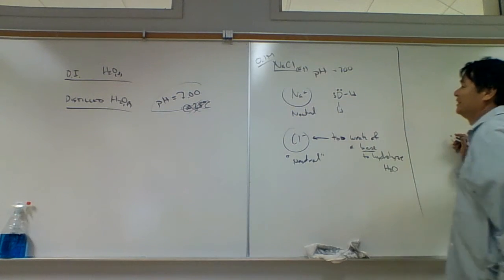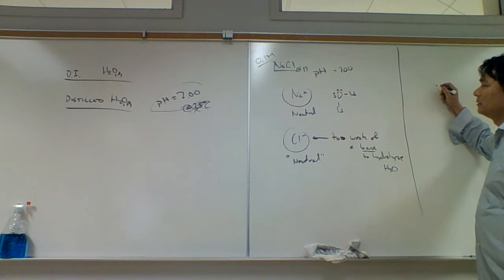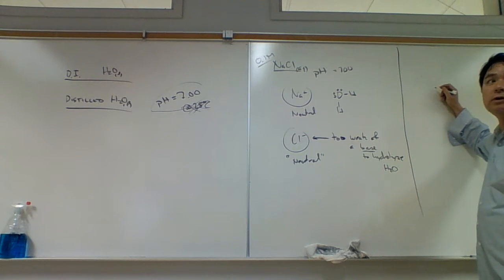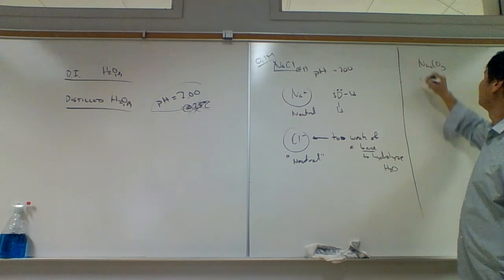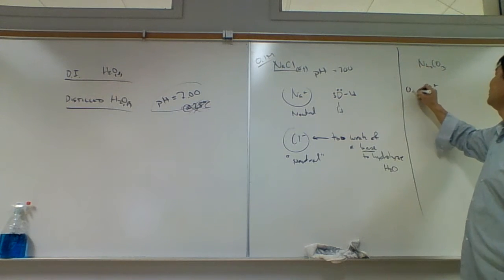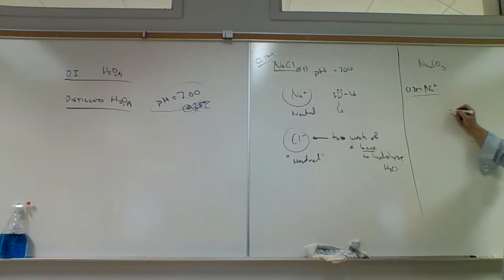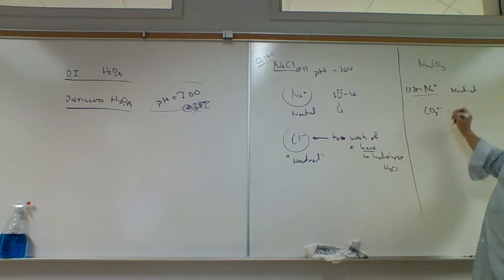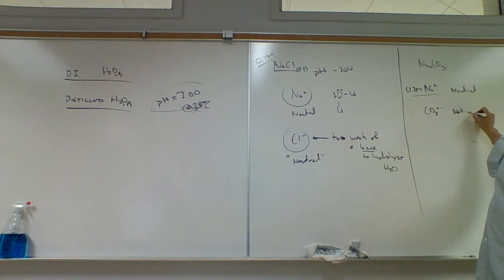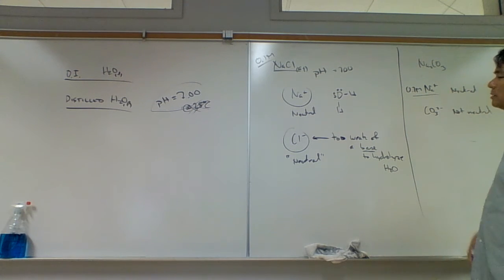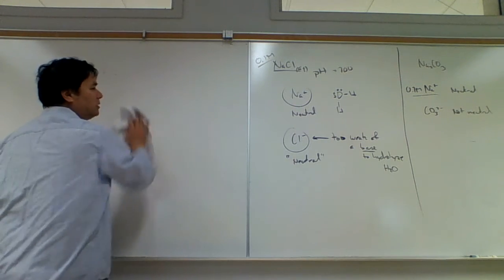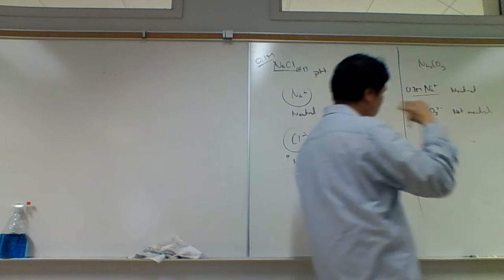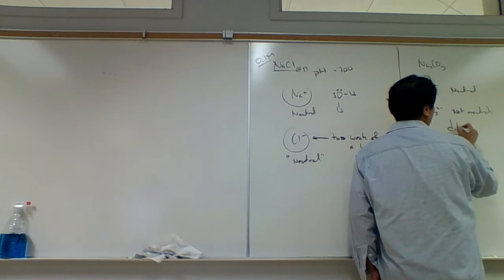Okay, what's next? After sodium chloride comes sodium carbonate. Now, sodium carbonate consists of sodium ions. And so we're going to have 0.2 molar sodium ions, but you know, these are neutral. However, carbonate is not neutral. And so let me do carbonate for you. Carbonate is what we call a dibasic base.